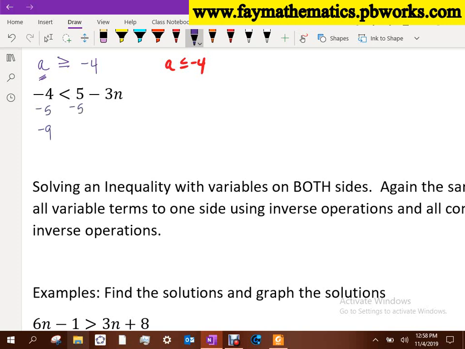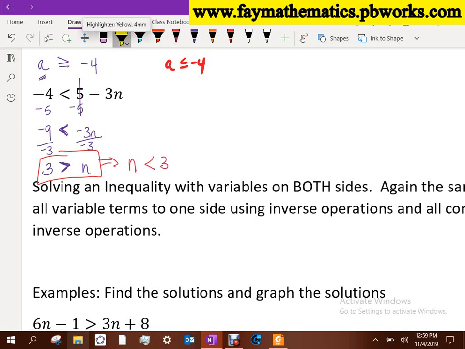So now I get -9 less than -3n, right? Now we divide by -3. Okay, what's a negative divided by a negative? Positive. This is going to be n, right? Now this was less than, so now I need to make it greater than this way. Is that okay? Now, I'm a fan of writing my variable first. So then this is going to change to n is less than 3.